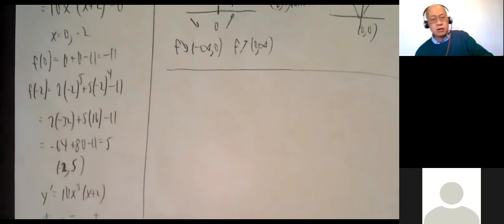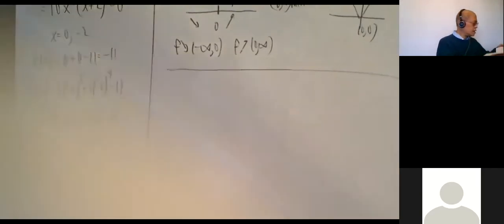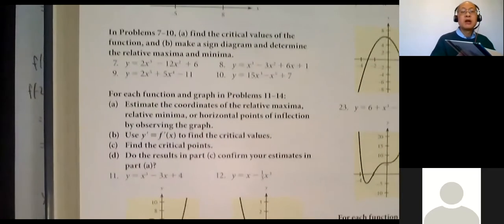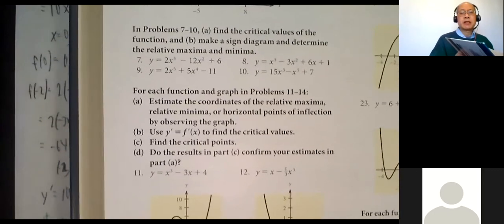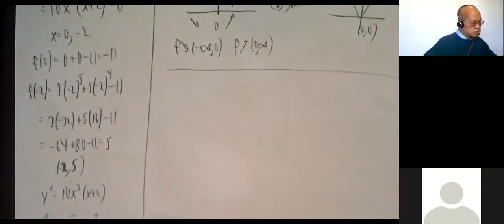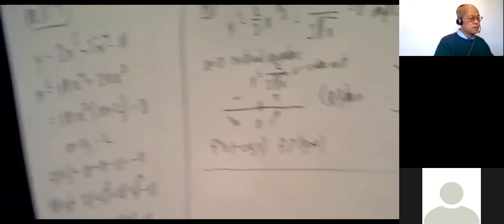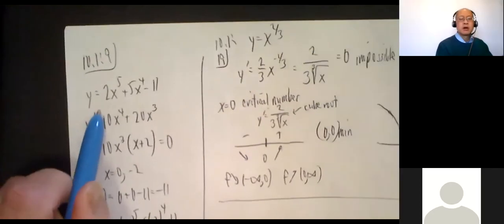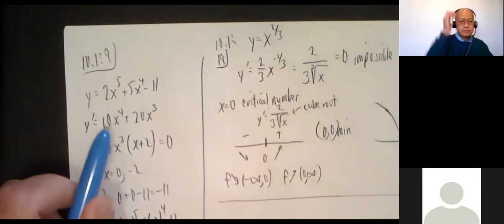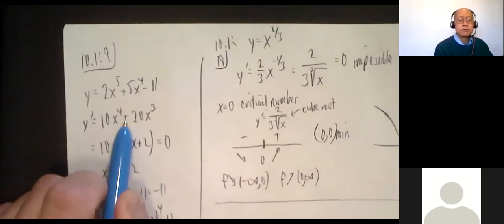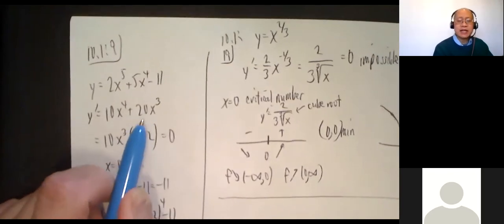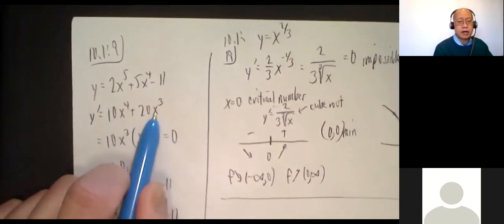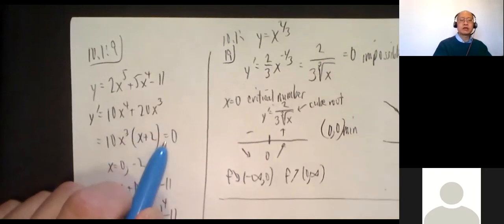I'm going to go back and do another odd problem, number 9. Show you what that one's like. 2x to the 5th plus 5x to the 4th minus 11. Make a sign diagram, determine maxima and minima. All right, so find a derivative. That's not too hard. 10x to the 4th plus 20x cubed. Set it equal to 0. And again, set it equal to undefined. This is never undefined, right? I'm not dividing by 0 or anything like that. So just set it equal to 0.